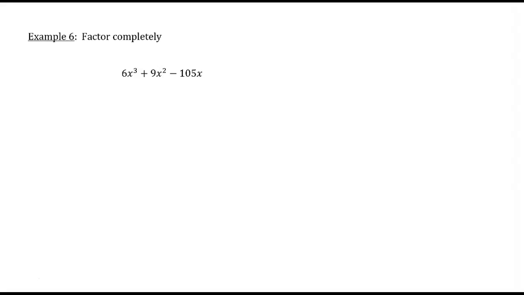In this last example, when we check for a common factor, we find that each term is divisible by 3 and x. Factoring out a 3x, we end up with 2x squared plus 3x minus 35. Now we have this trinomial that needs to be factored. Let's try the method of trial and error. This will factor into two binomials. With our leading term of 2x squared, we only have one option for our variable terms, 2x and x.